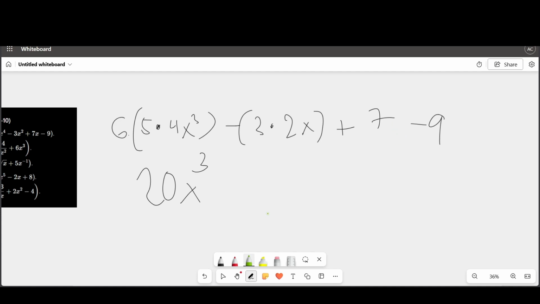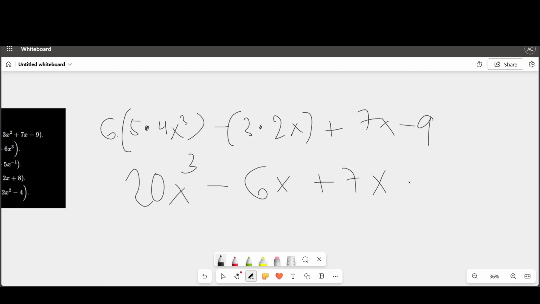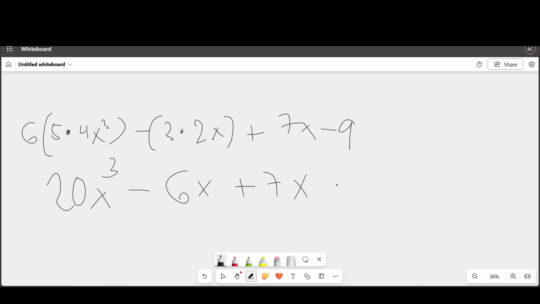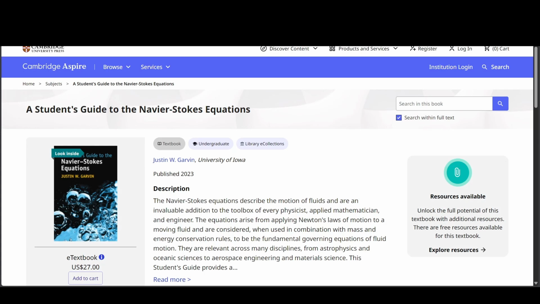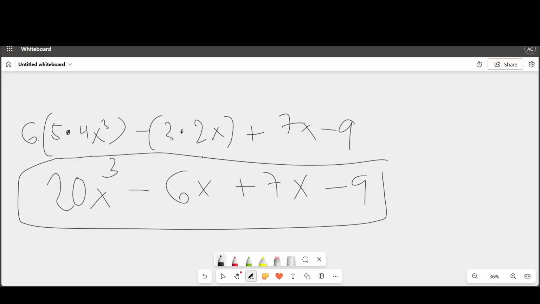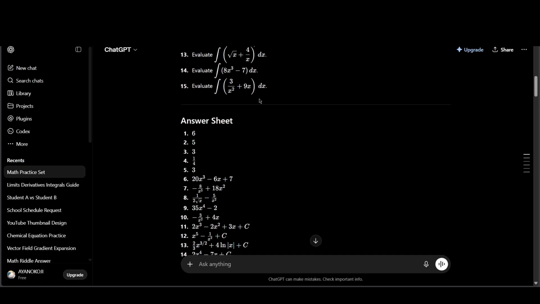Okay, so let's just leave the x here. So we have 20x cubed minus 6x plus 7x minus 9. I think that's going to be the final answer. Yeah. x minus 6x. Hold on. Seven.